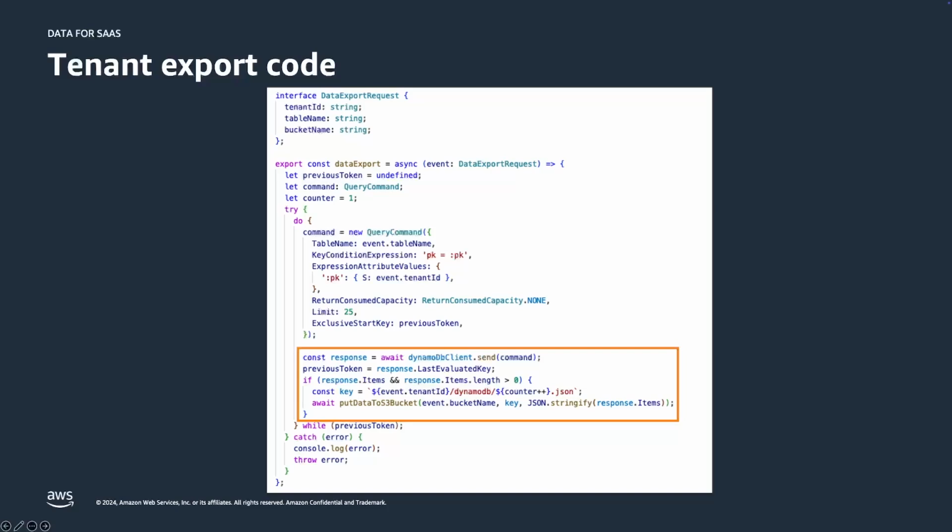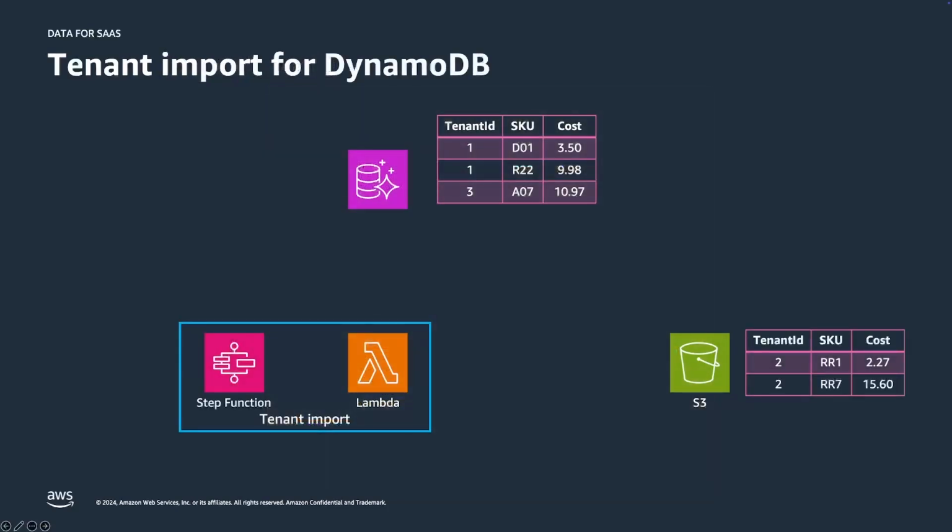We use previous tokens to handle pagination and continue to iterate until there are no items left. It's not a complicated process, but it will incur a performance impact, compared to native backup, which has no performance impact. And it looks similar in the import process, except now, when our lambda is called, it lists and retrieves all the backed up items belonging to the tenant. Then it inserts these back into our destination table using the batch write item command for efficiency.